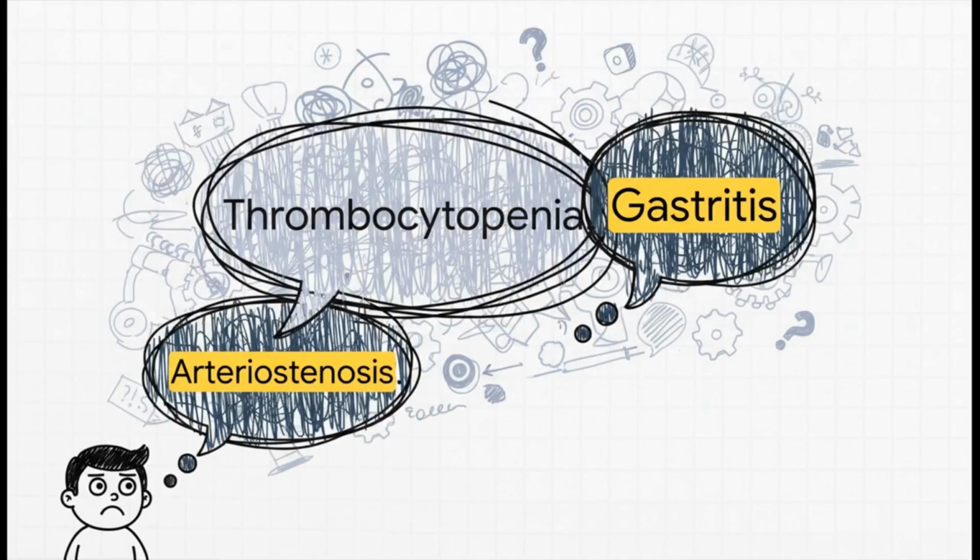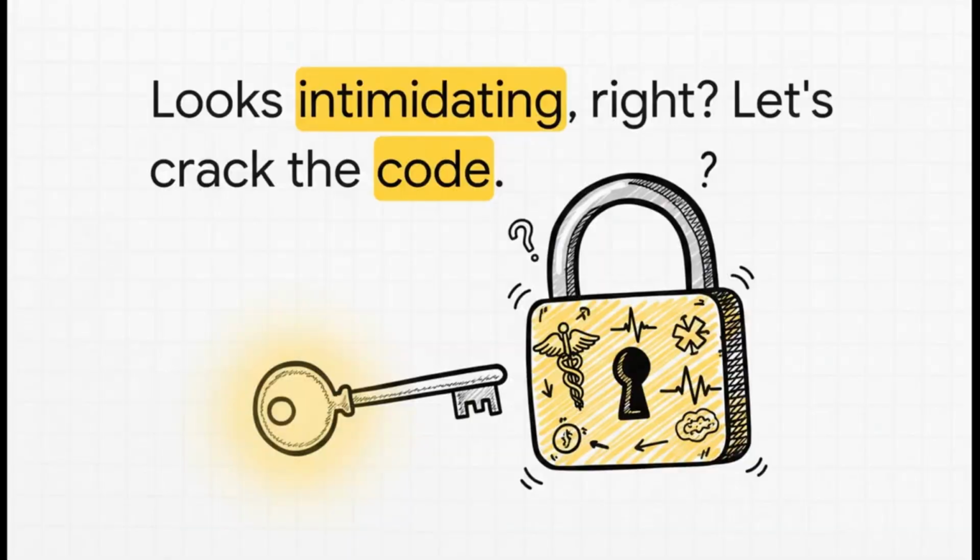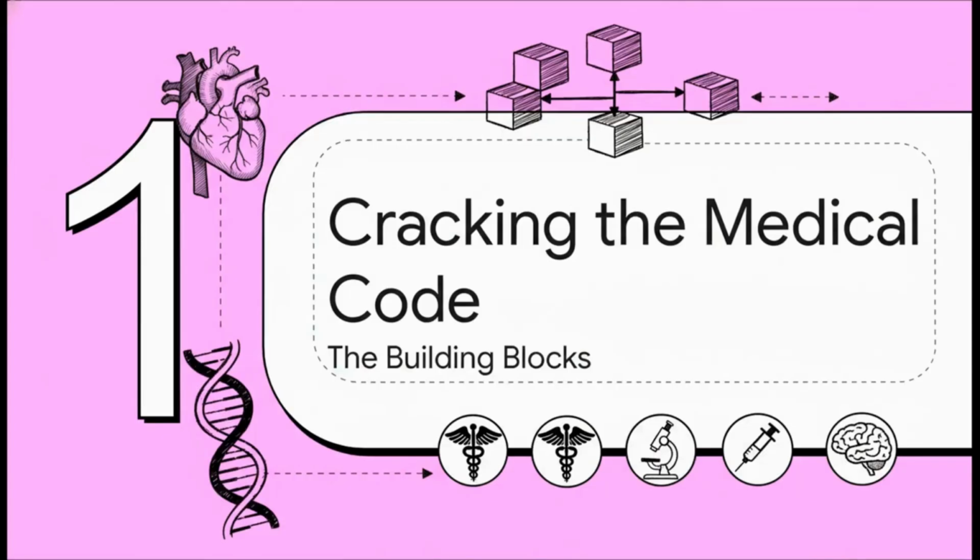Okay, look at these words. Thrombocytopenia, gastritis, arteriostenosis. They sound pretty serious, maybe even a little scary. But what if I told you there's a simple, logical system hidden inside every single one of them? And that's exactly what we're about to do. We are going to crack the code. And by the time we're done, you won't see these words as scary barriers anymore. You'll see them as little puzzles that you finally have the key to solve. So you ready? Let's dive right in and start cracking this code.